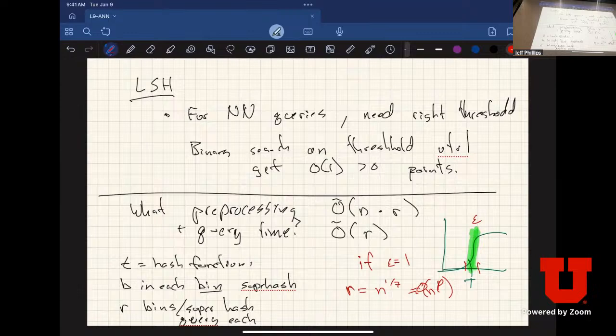Logarithmic query time is fast. Polynomial query time is slow. So what is n to the 1/7 for n equals 10 billion? Let's say n is equal to 10 billion, then n to the 1/7 is what? It's 10, right? If I take something to a small power, it makes it really small. So n to the 1/7 of 10 billion is going to be about 10. So this can actually be pretty efficient, even though it's not logarithmic runtime.